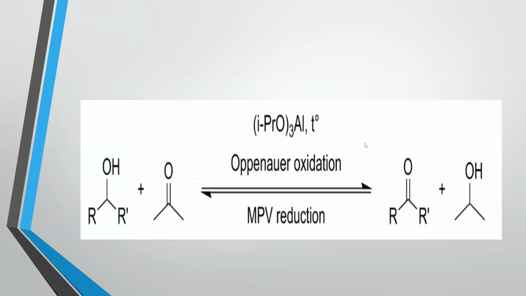Now, which reaction is this one? The name is written here, but you have to decide whether it's Oppenauer oxidation or MPV reduction. Which one? Oppenauer oxidation. But it is also written MPV reduction. What is the difference between both of them?